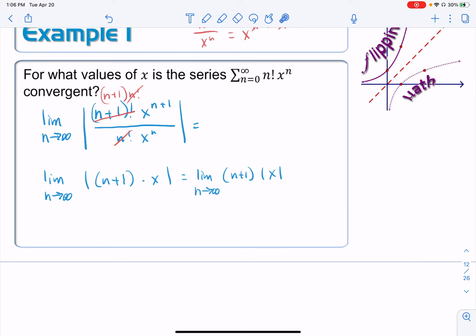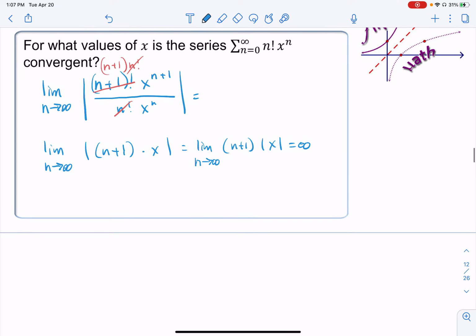Okay, so what gets to change here? Well, the variable for the limit is n. If I plug infinity in here, this thing's just getting infinitely big, multiplying times x. It doesn't even matter what x is equal to. This is going to shoot off to infinity, which means that this thing diverges. It diverges for all values of x.